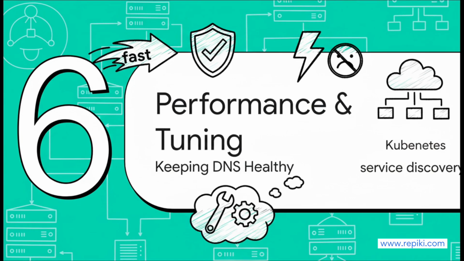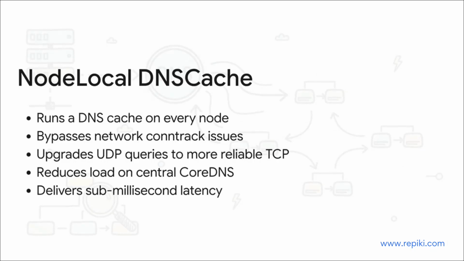Okay, so we've got the what and the why. Now let's get into the how. How do we keep this critical system healthy and performing well, and what do we do when it inevitably acts up? One of the single biggest things you can do for performance is to run the node local DNS cache. This is a game changer. It puts a little DNS caching agent on every single node in your cluster. This means most DNS queries get answered instantly, right from the local node, which takes a huge load off the central CoreDNS servers. And get this, it even helps with some really thorny low-level networking gotchas by upgrading queries from UDP to the more reliable TCP. It's a massive win all around.